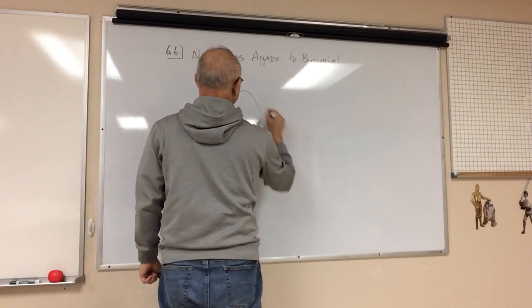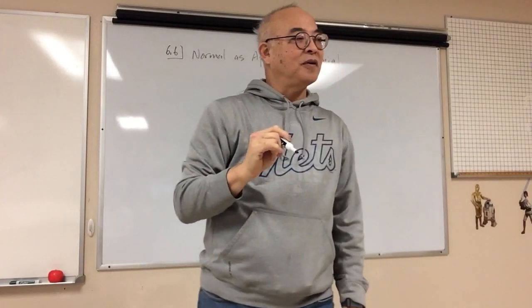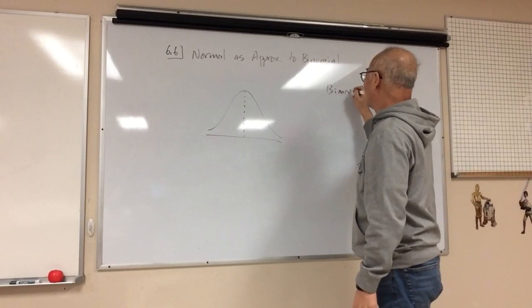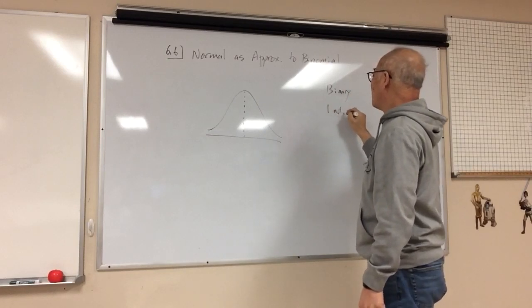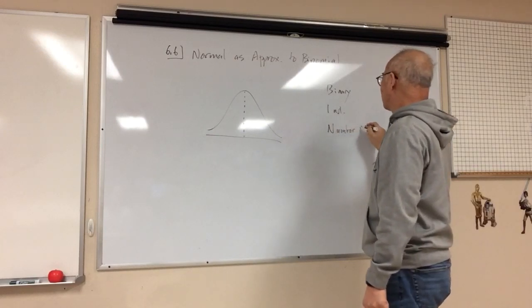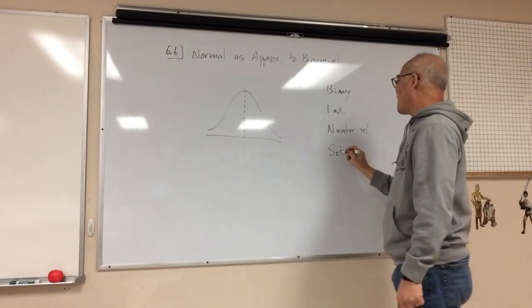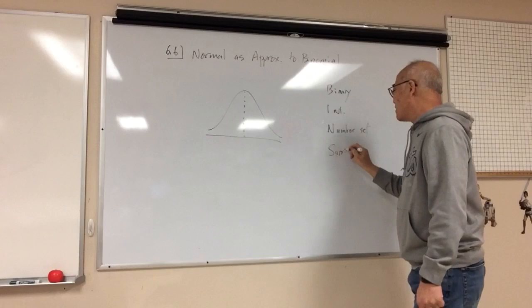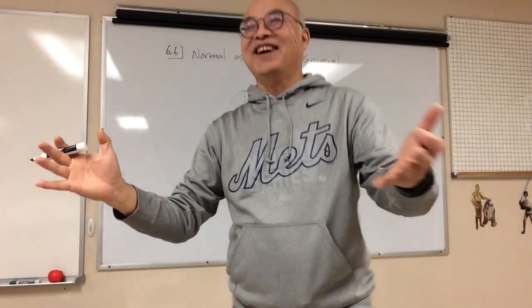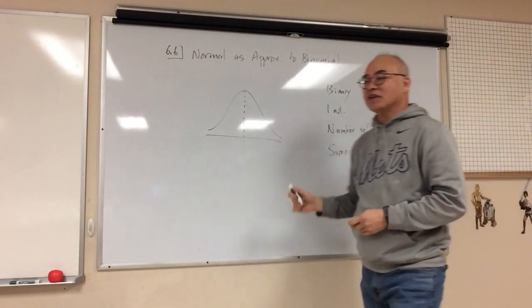Anybody remember what conditions have to be met for something to be binomial? Binary is one. What else? Independent. The number of trials is set. And the same probability. Exactly. These are the conditions. Remember we had the 4 conditions that have to be met.